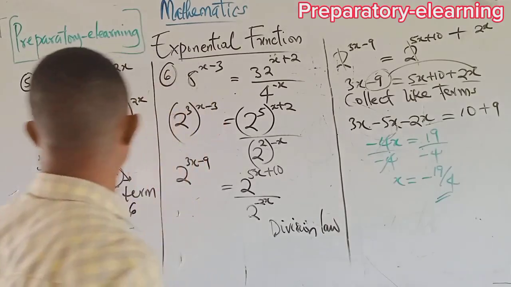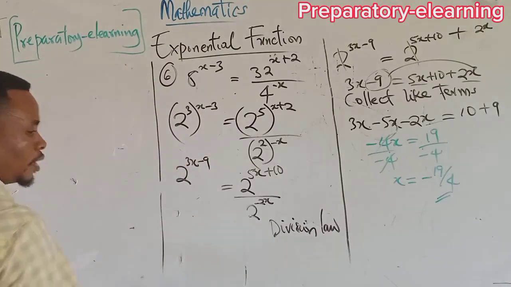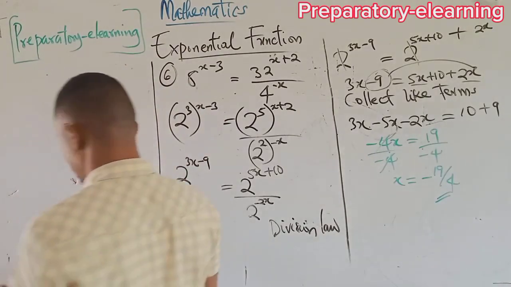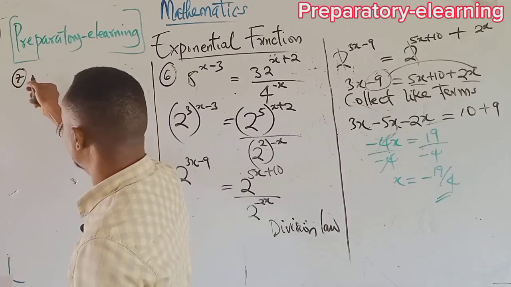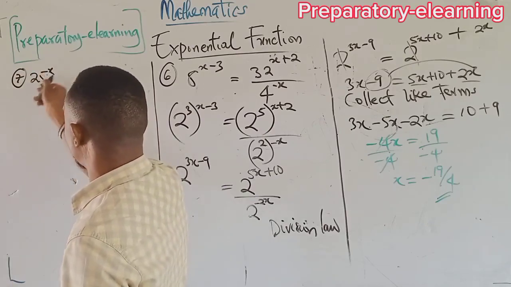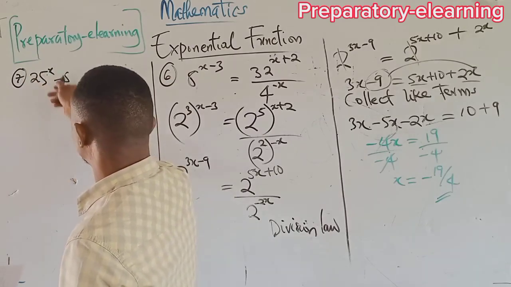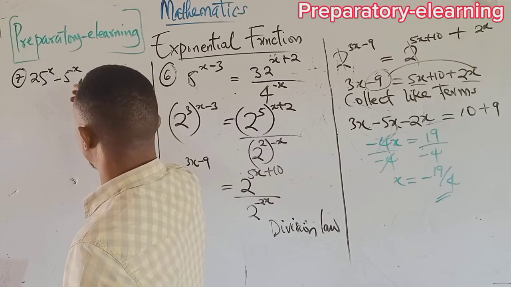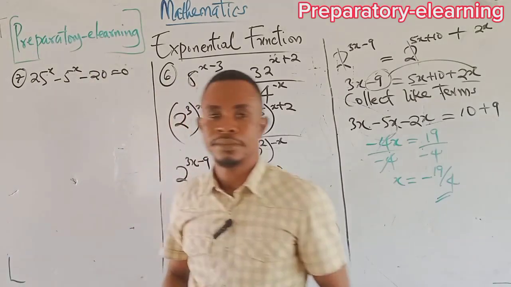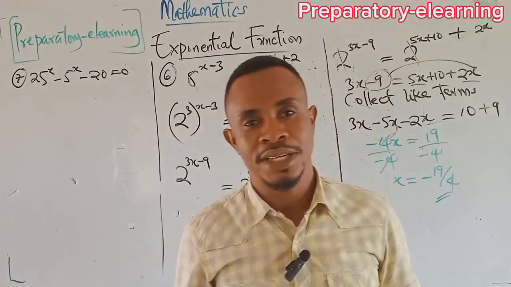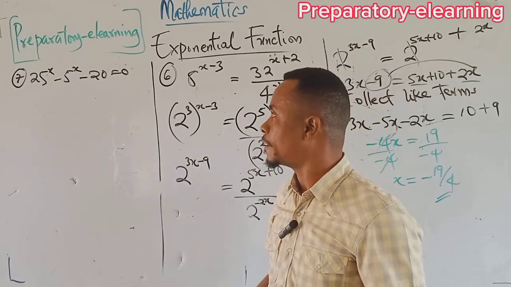Let's go to question number 7. Question number 7 says, you have 25 power x minus 5 power x minus 20 equal to 0. This will take us to a quadratic equation, but it's still very, very simple. Now let's see what we can do there.